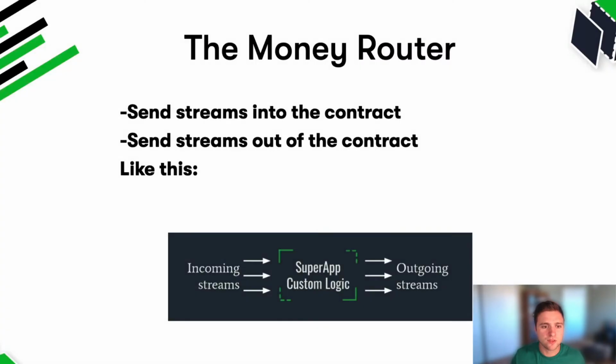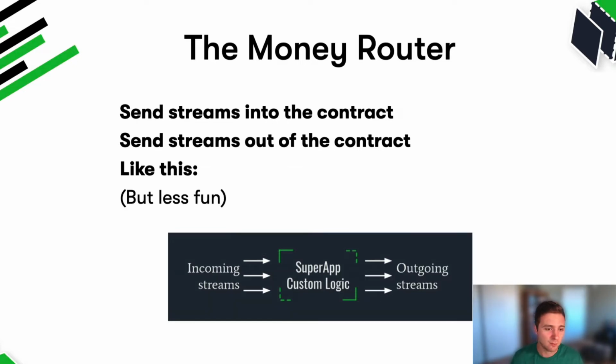So within the money router, we're going to create an application that can receive incoming streams and allow you to send outgoing streams. We're not going to create a super app, right? It's going to look a little bit like this, but it's going to be less fun, okay? So if you want to use super app logic, you can go in and work with the tradable cash flow after this, but this is going to show you how to manually, again, send streams into the contract or send discrete transfers into the contract and then send streams out of that contract, okay?